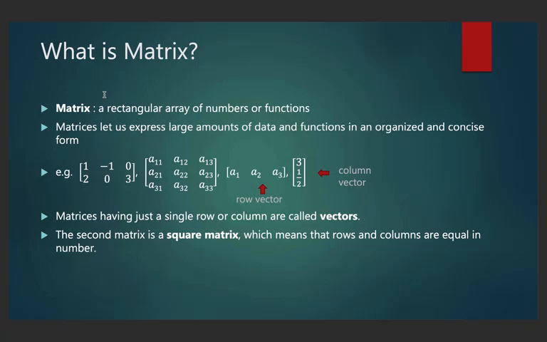There are many types of matrices, like square matrix, row matrix, identity matrix, upper triangular matrix, and lower triangular matrix. This is basically a row vector in the example, where you can see a1, a2, a3 placed in a row. There is also a column vector. Matrices having just a single row or column are called vectors. The second type is a square matrix, which means that the number of rows and columns are equal.